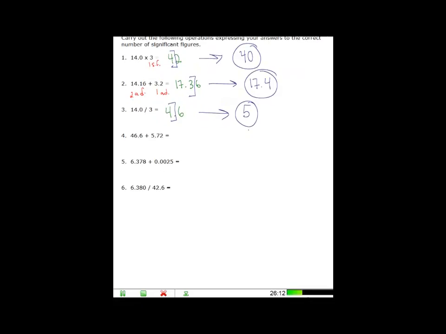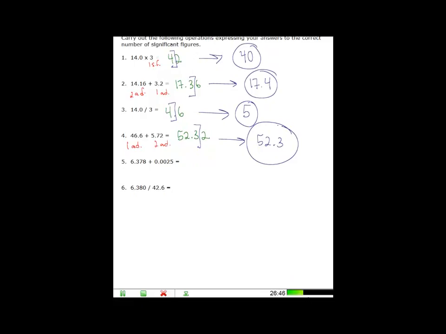All right, number 4, addition. So our calculator spits out 52.32. We have to adjust this for the number after the decimal point. So we have 1 after the decimal point here, 2 after the decimal point here. So we can only have 1 after the decimal point here. So 52.3.